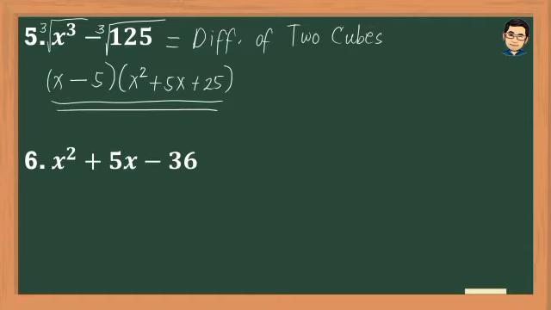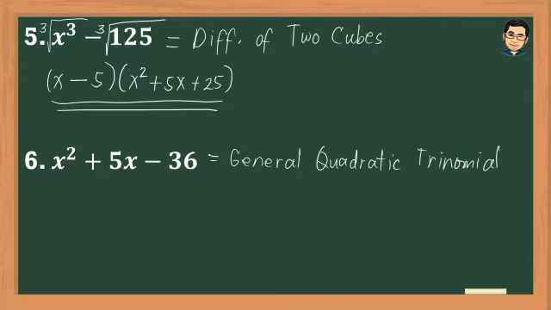Next, number 6, x squared plus 5x minus 36. So, kapag ganyan po ang ating given trinomial, general quadratic trinomial po yan. Usually, pag general quadratic trinomial, we use trial and error method. So, kapag general quadratic trinomial, kunin natin yung factor ng constant term. And then, kapag pinag-add dapat natin yun, makukuha yung coefficient ng middle term.